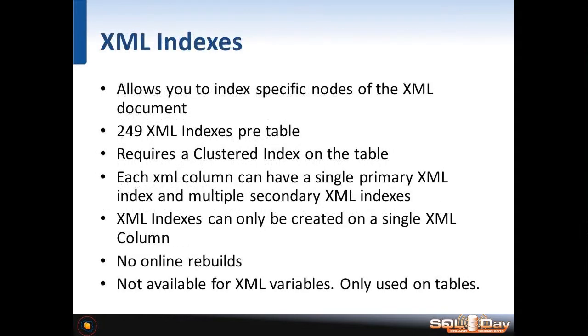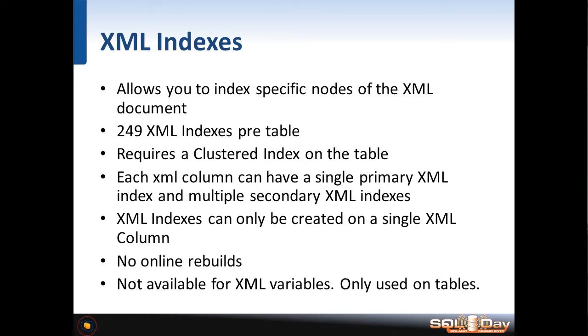So XML indexes, fairly cool technology, allow you to index specific nodes of an XML document within the SQL Server database engine. If you've got an XML data type column in a table, searching through that can be extremely painful for SQL Server to go through. By adding an XML index on top of that column, we can dramatically improve the performance when querying against that table. You can have up to 249 XML indexes per table. So there's a huge amount of flexibility here.